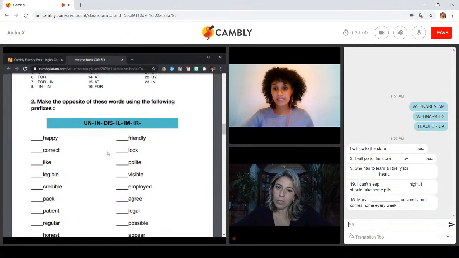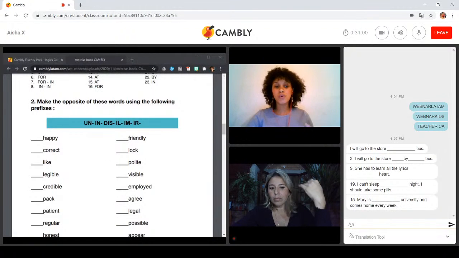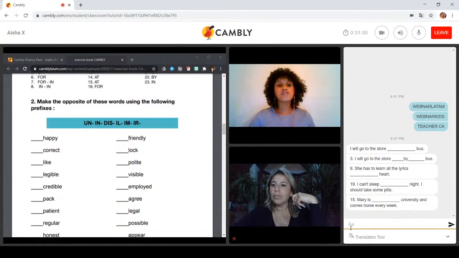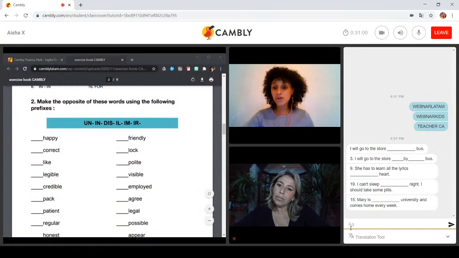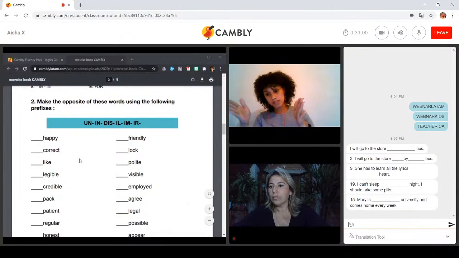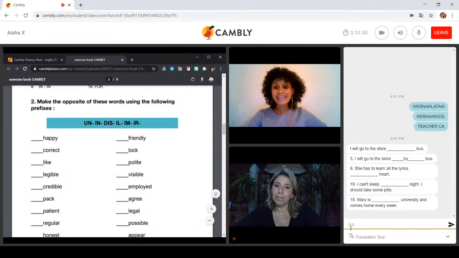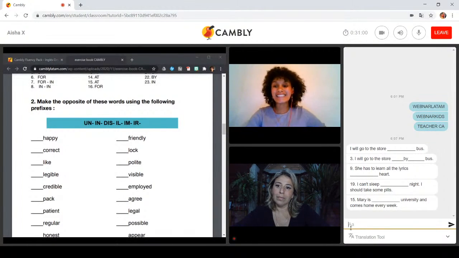This is prefixes. A prefix is a very short word that goes at the beginning of another word. It modifies and changes the meaning of the word. So, for example, in this exercise, we want to create opposite words, using the prefixes an, in, dis, il, em, and ear. We don't have much time to explain what all of them mean, but each prefix has its own meaning. So an means not, dis means negative or remove.